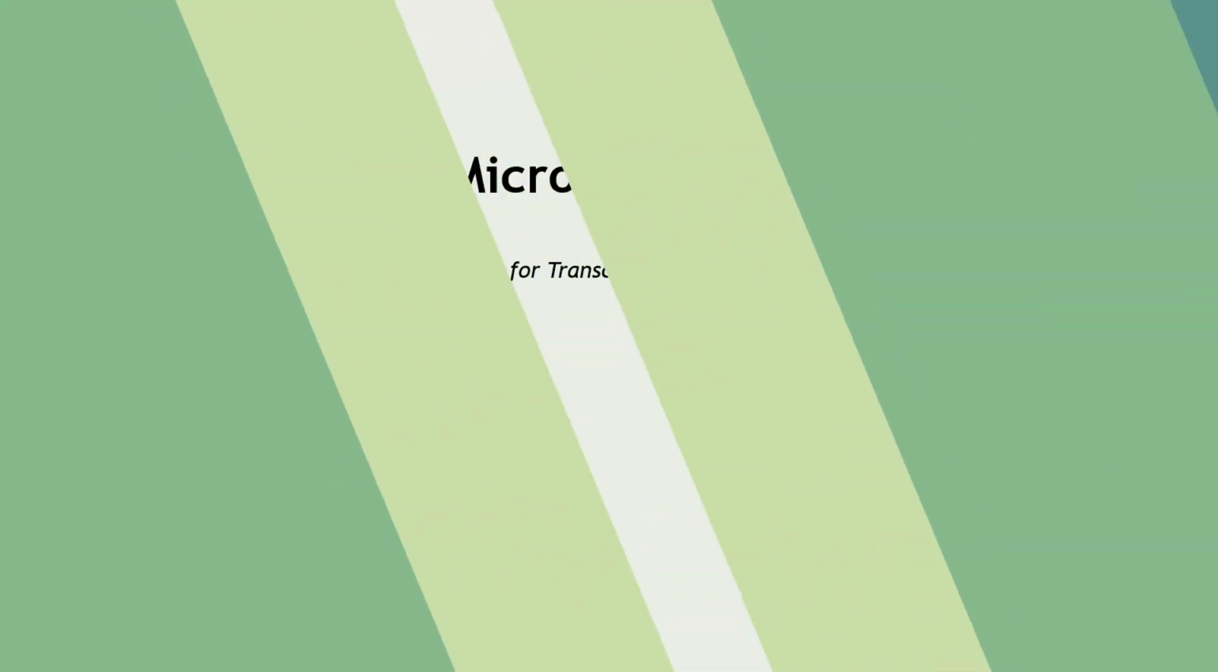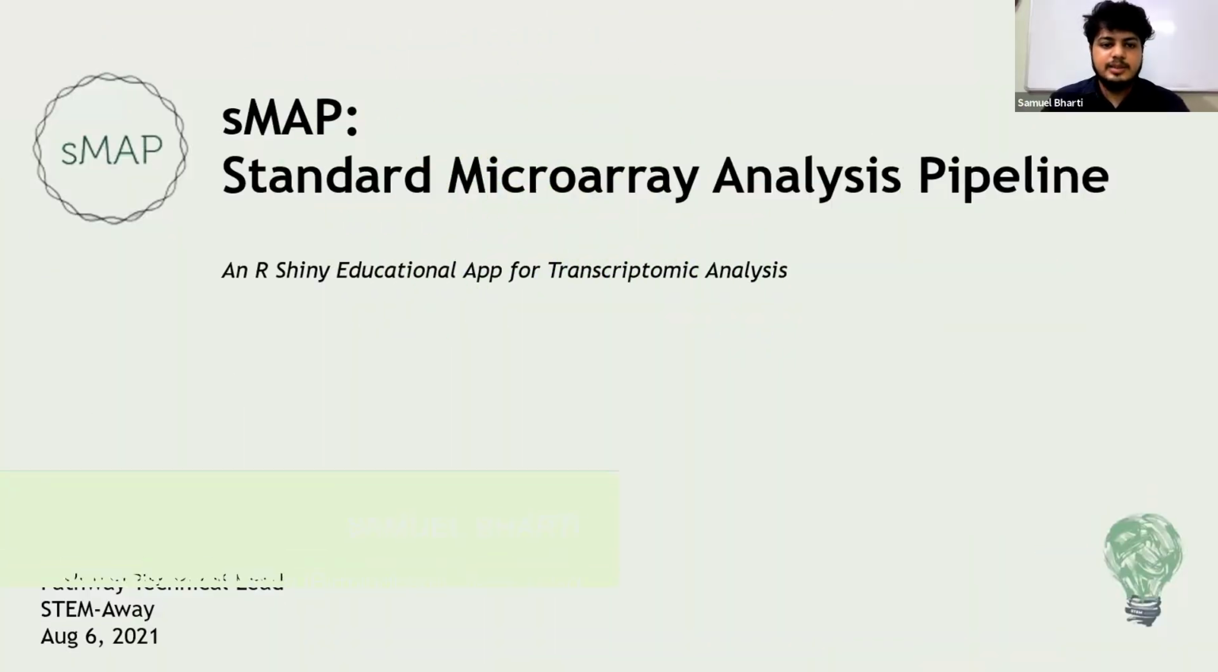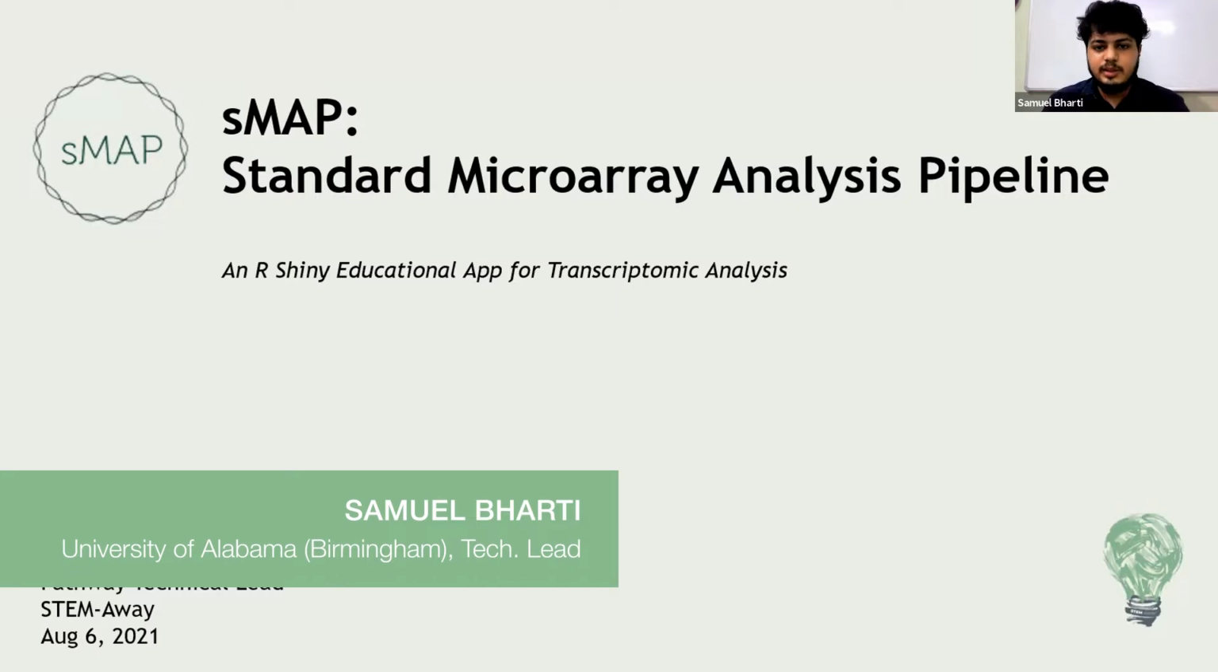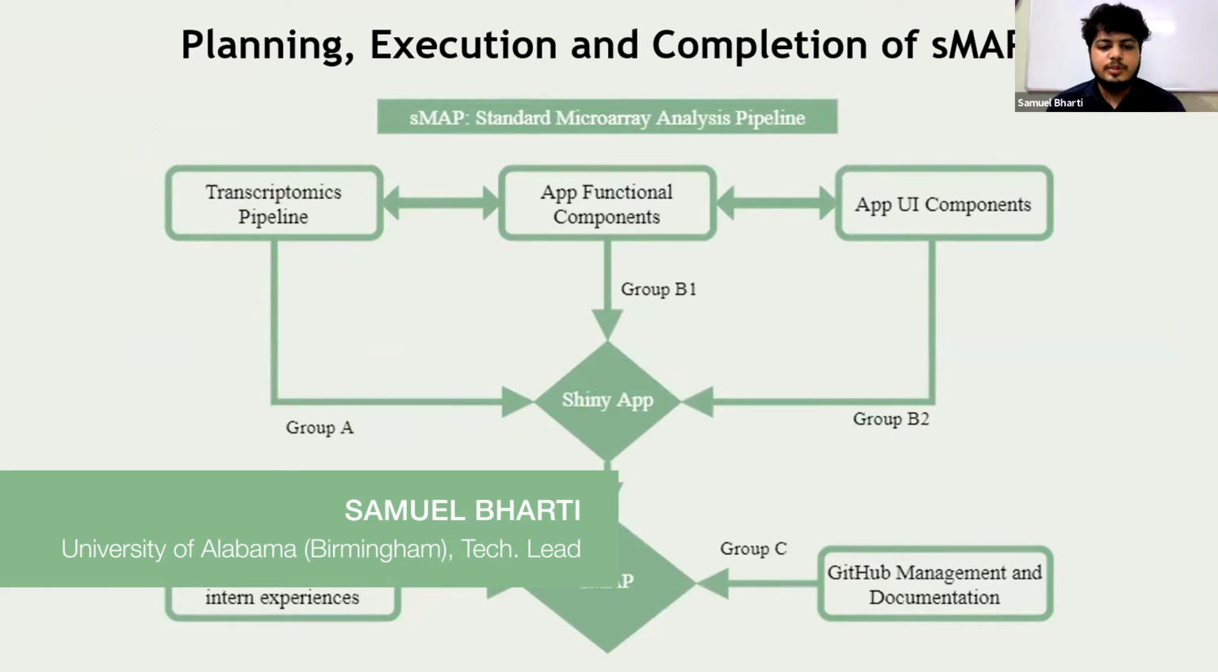We are going to present the app we made. We call it SMAP, Standard Microarray Analysis Pipeline, and it's an R-Shiny educational app for transcriptomics analysis. We basically had 5 groups: Group A, Group B1, B2, C, and D.